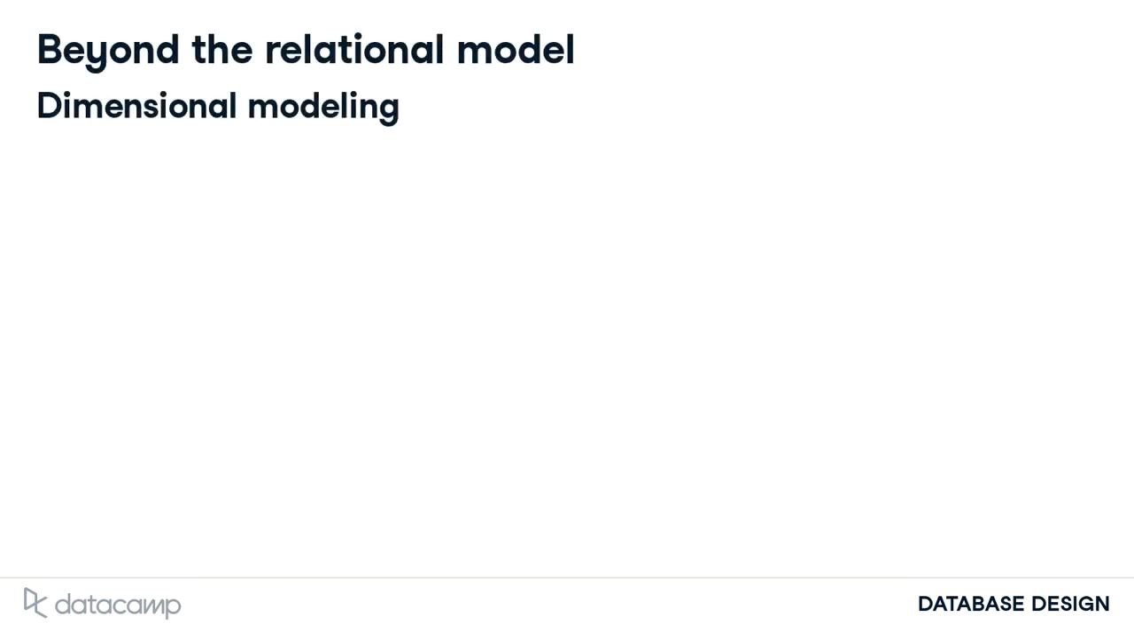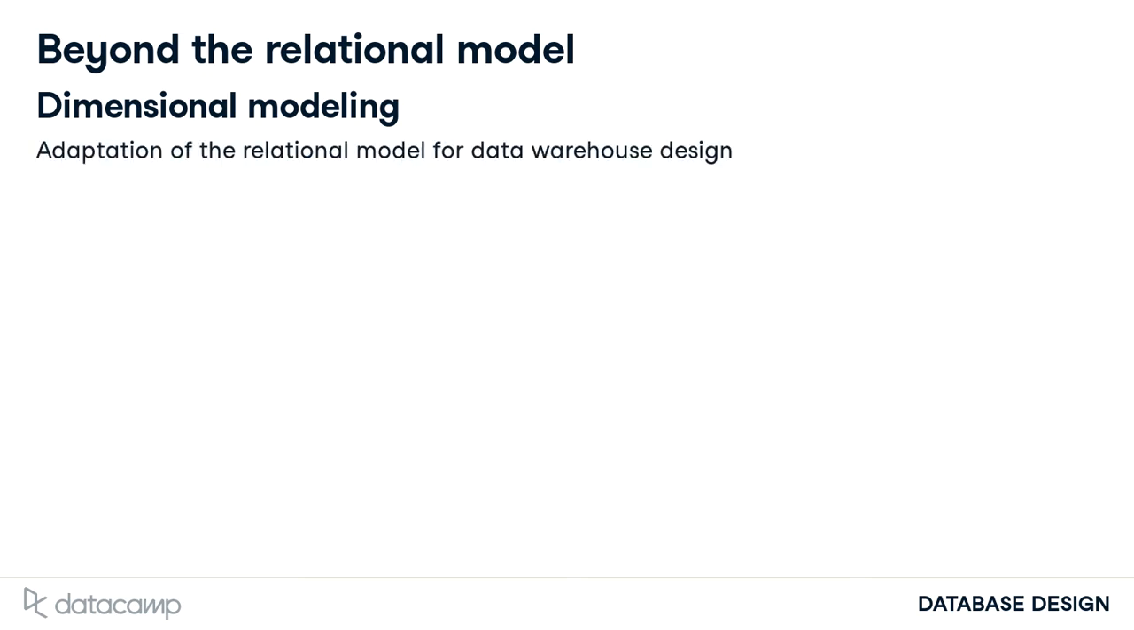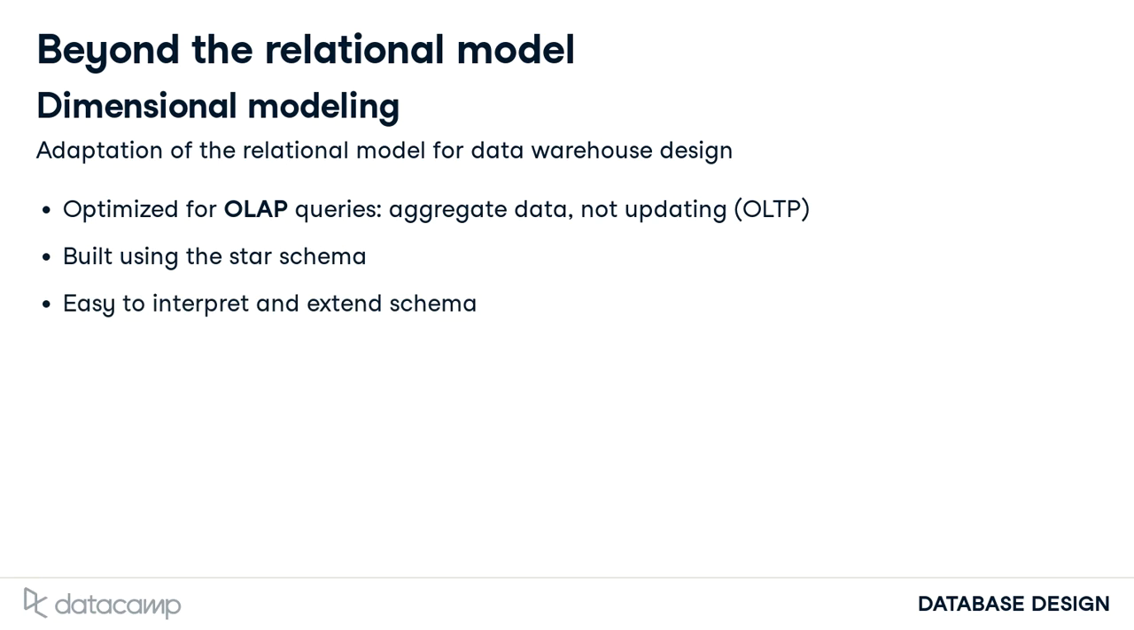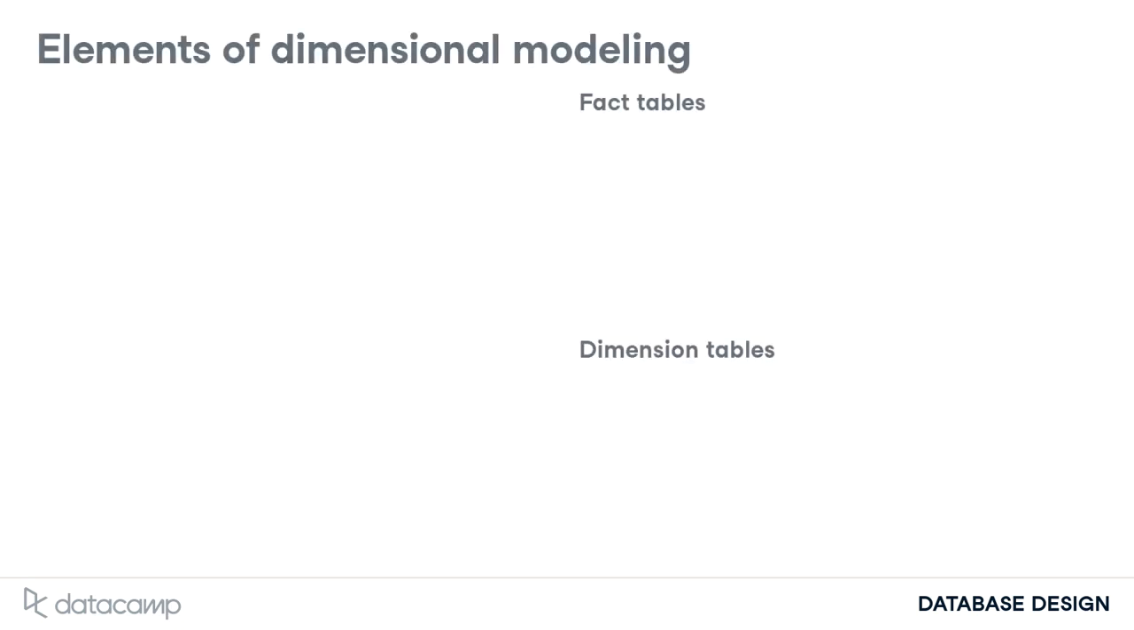From the prerequisites, you should be familiar with the relational model. Dimensional modeling is an adaptation of the relational model, specifically for data warehouses. It's optimized for OLAP type of queries that aim to analyze rather than update. To do this, it uses the star schema. In the next chapter, we'll delve into that more. As we will see in the next slide, the schema of a dimensional model tends to be easy to interpret and extend. This is a big plus for analysts working on the warehouse.